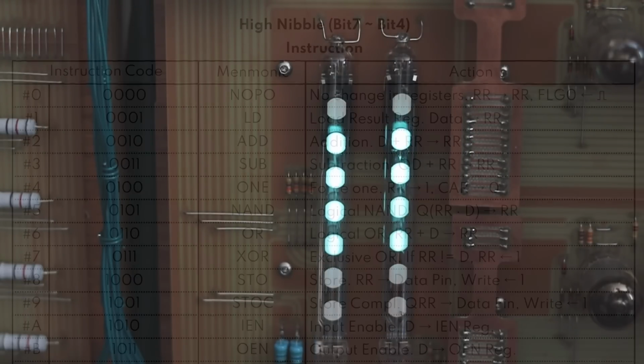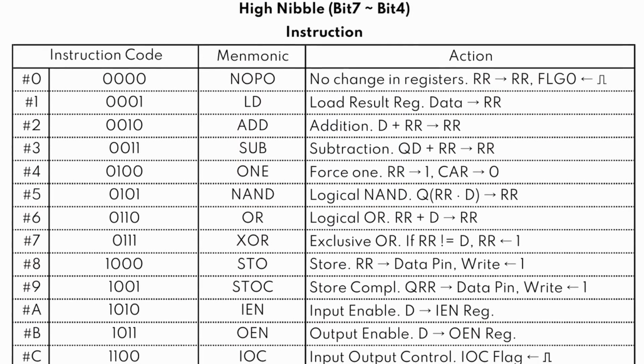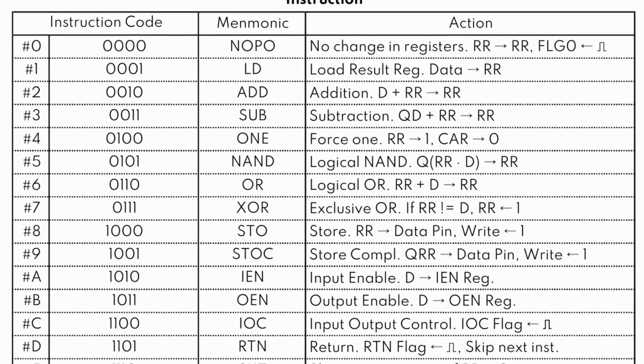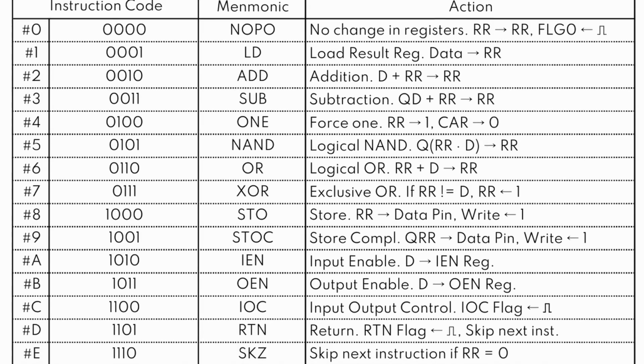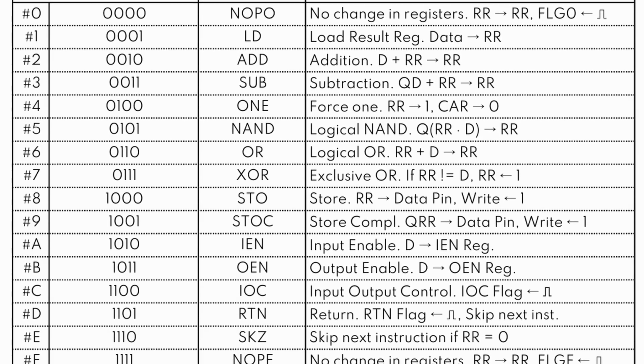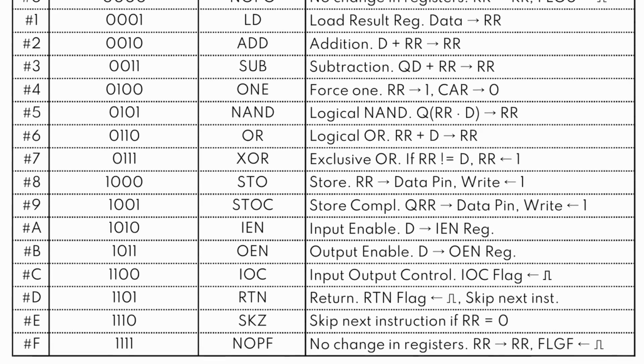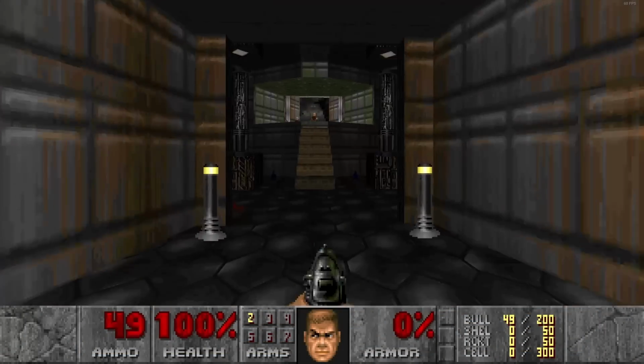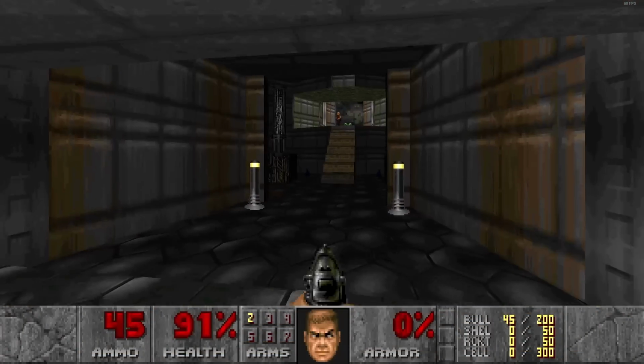If we look at the instruction set here, we can see that we can load a value into the result register, we can do addition and subtraction, we can NAND or exclusive or, we can store and store complement, we can mask inputs and outputs, and we even have a couple of generic flags. This instruction set is very capable. You can run just about anything that you can think of with this instruction set. Heck, you could even run Doom with this instruction set if you had enough memory and enough speed.